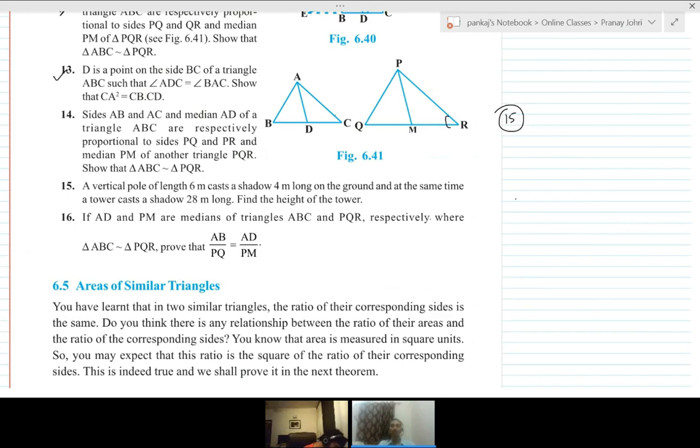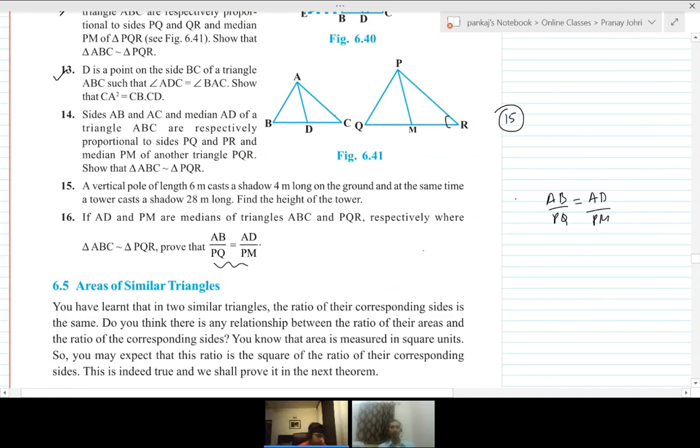How do we do that? So AB is proportional to PQ, AD proportional to PM, and half of BC is proportional to half of QR. Once again, AB is proportional to PQ, AD by PM is equal to half BC by QR. This we need to prove.